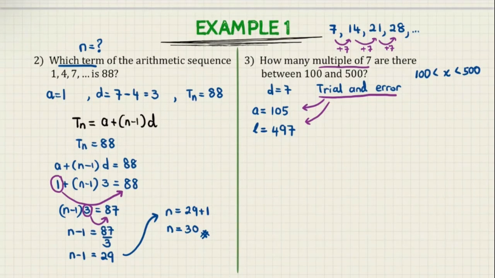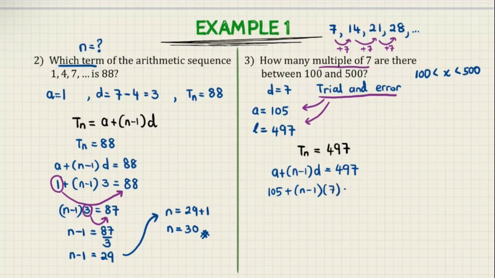Okay. Now kita dah ada first term and kita dah ada last term. So using the same method, gunakan this formula. So saya akan tulis Tn equals to 497. So tadi n kita formula dia adalah A plus n minus 1 D equals to 497. A kita adalah 105 tambah n tolak 1 darabkan dengan 7 sama dengan 497. Okay, this time saya buat cara lain pula.